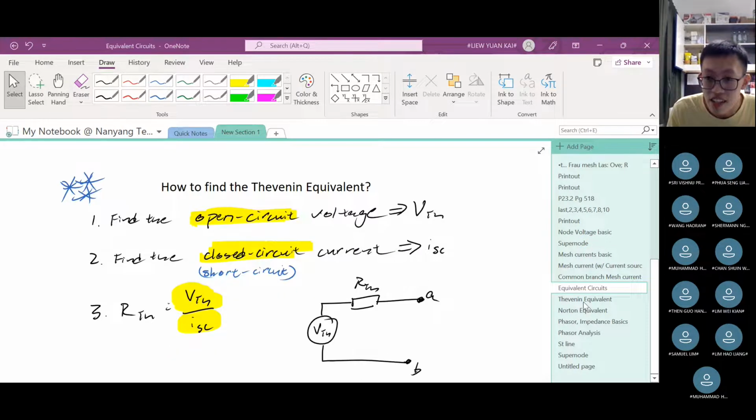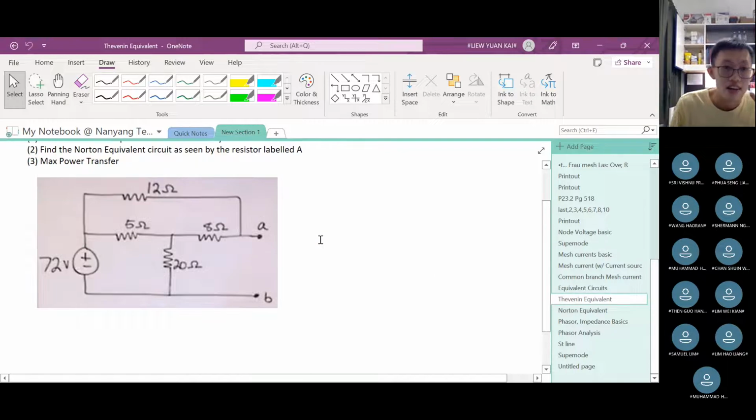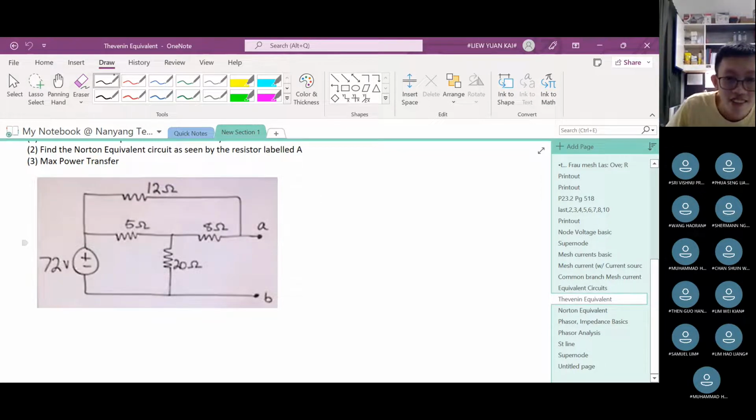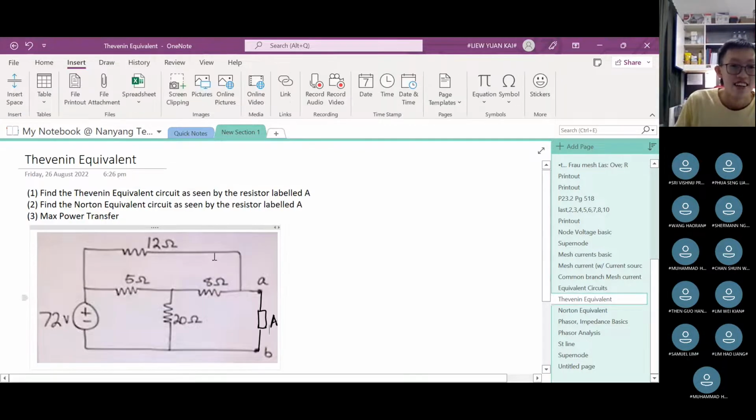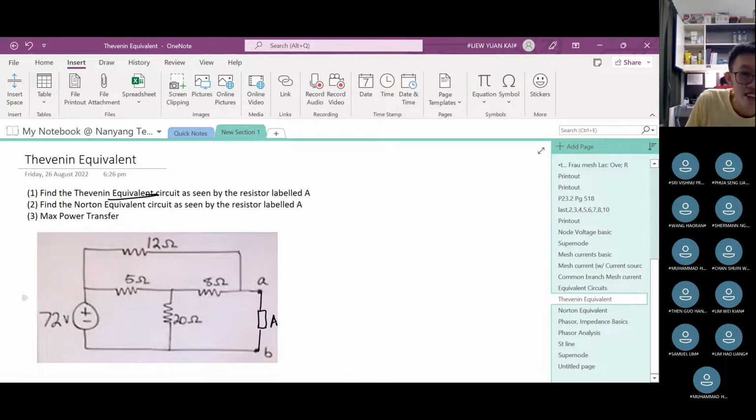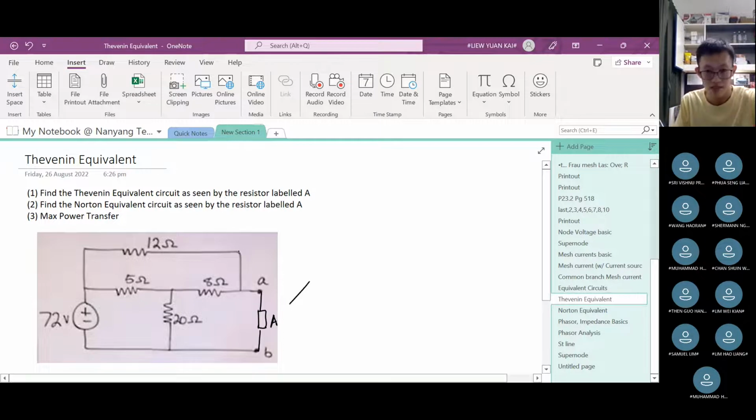I prepared an example. Okay, number 1, find the Thevenin equivalent of the circuit. Find the Thevenin equivalent circuit as seen by the resistor labeled A. Now, the thing that I drew just now was the resistor labeled A. So what does that mean?